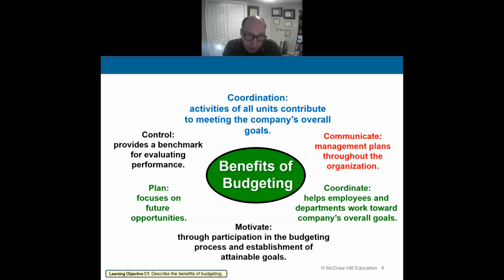So here on the screen, we have 6 primary benefits to budgeting. So why is it important? Well, it helps us to coordinate the business activities overall, so we're driven toward a common goal. It helps us to communicate what the plan is throughout the organization. It helps managers and employees to coordinate their efforts. It motivates employees to establish and achieve things like sales goals.